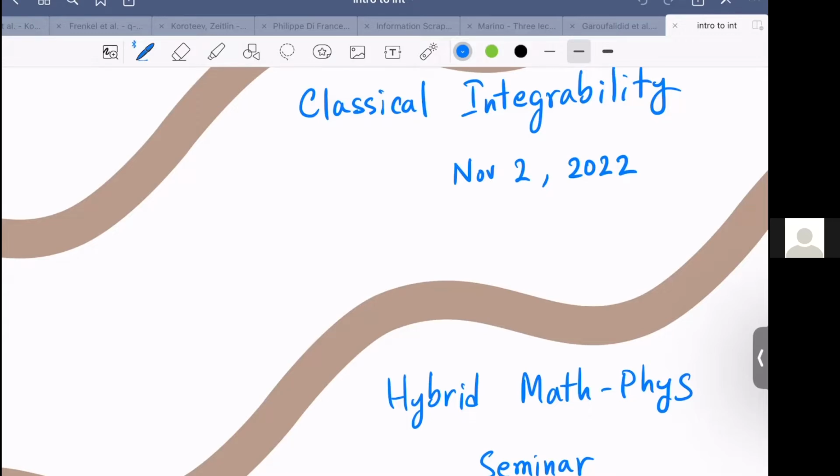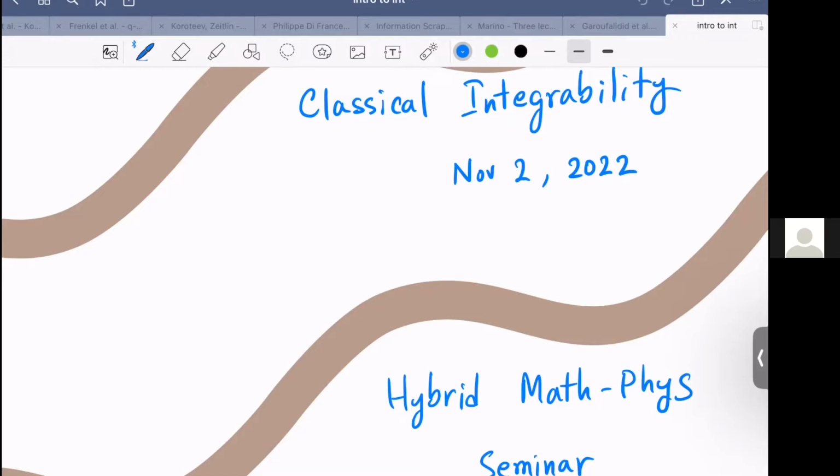So today I'm going to give a very elementary introduction to classical integrability. I will not say anything that's new or even modern. So if any of you has seen integrability before, what I'm going to say today may be very boring. So I'm sorry for that. But hopefully in a future talk, I will be able to say something more recent.